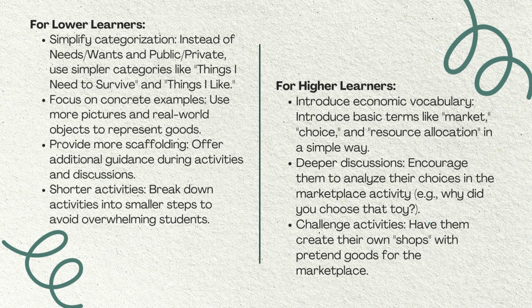For lower learners, we could simplify categorization. Instead of needs and wants and public private, use simpler categories like things I need to survive and things I like. Focus on concrete examples. Use more pictures and real world objects to represent goods. Provide more scaffolding. Offer additional guidance during activities and discussions. Shorter activities. Break down activities into smaller steps to avoid overwhelming students.